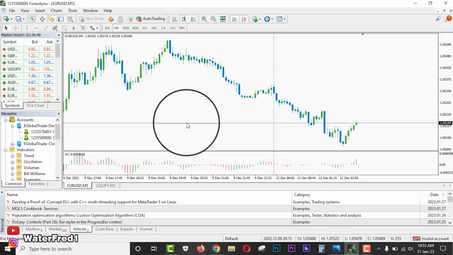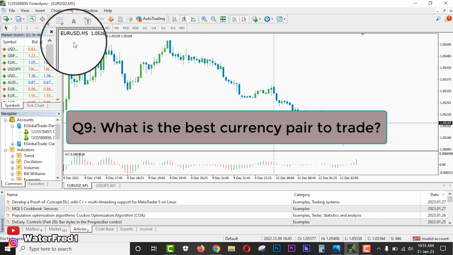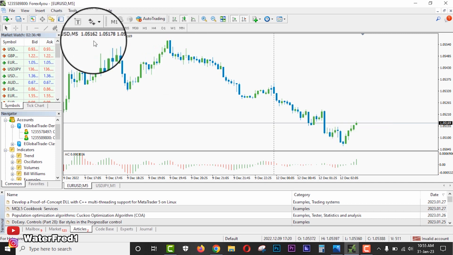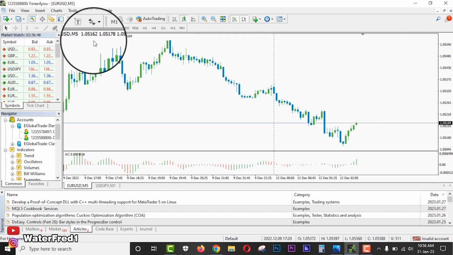So the 9th question, which I consider very, very important, is someone messaged me and said, what is the best currency pair to trade? Now I'll have to tell you that there is no best currency pair to trade per se. However, you can ask which are the most stable currency pairs to trade, or the most volatile currency pairs to trade.